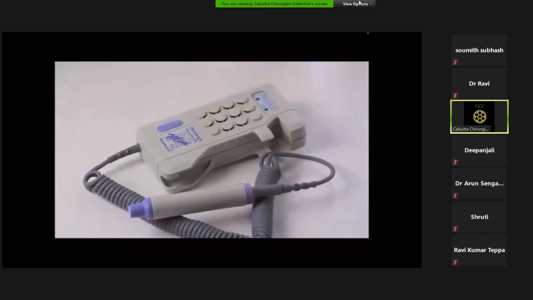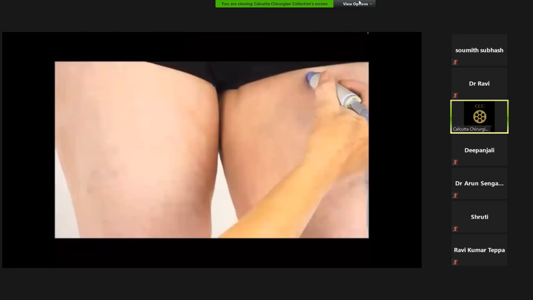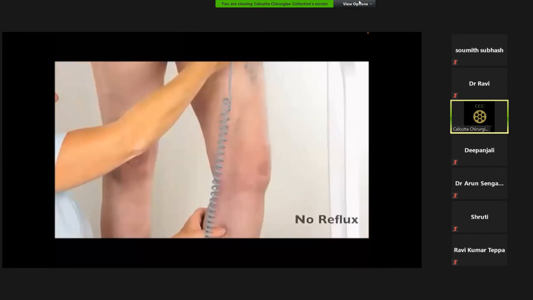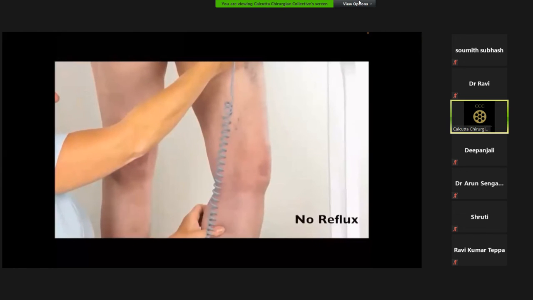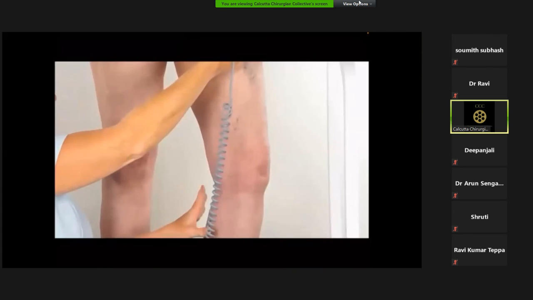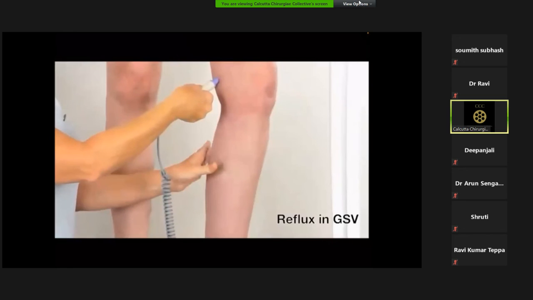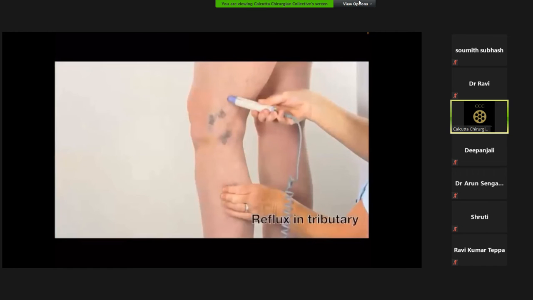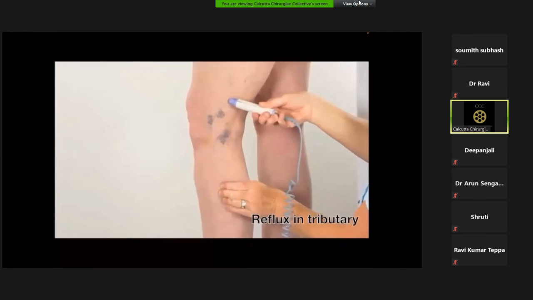So this is the picture of the handheld Doppler. The midpoint of the inguinal ridge, and you can hear the pulsations of the femoral artery, and as the probe is moved slowly medially, it will pick up the signals of the saphenofemoral junction and the great saphenous vein. When the calf is squeezed, an augmentation signal is heard indicating forward flow up the vein towards the heart. When the calf is released, any reflux is detected by another auditory signal. In the popliteal region, the neurovascular bundle is aligned in a sagittal plane.